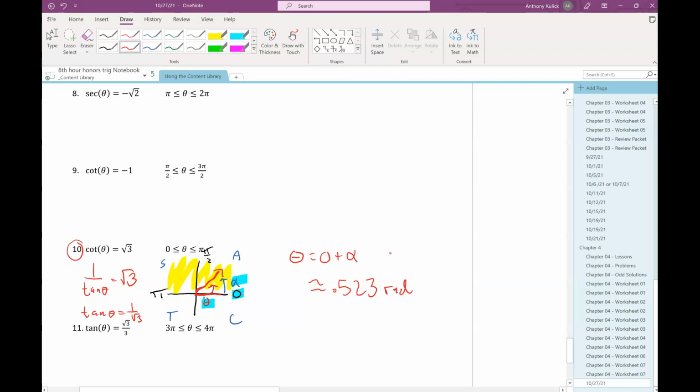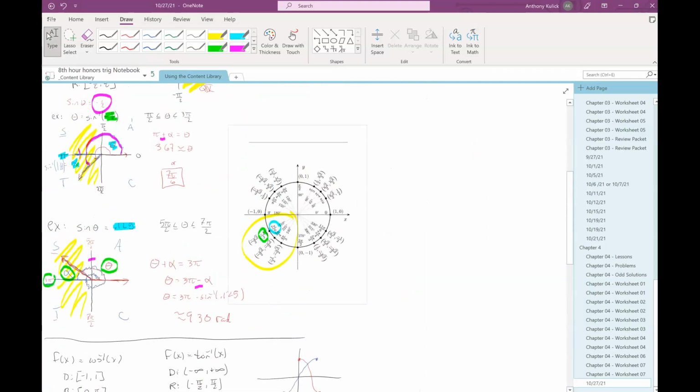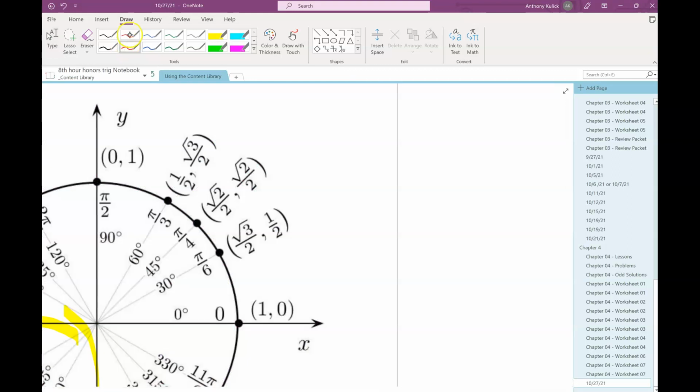Or I could also do this using the unit circle, right? So if I look at my unit circle, I'm looking in quadrant 1. I remember that tangent is y over x. So I'm looking for the place where the x coordinate has a root 3 in it. So it appears to be pi over 6.